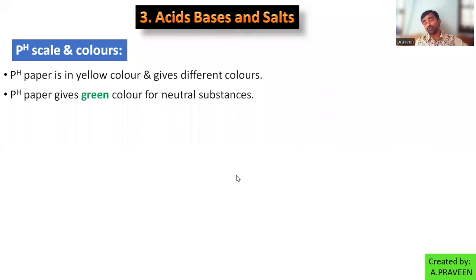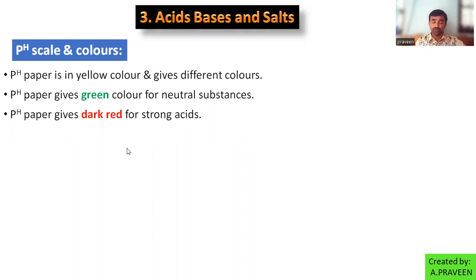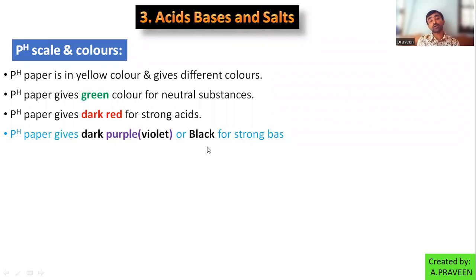The pH paper is found in yellow color, and it gives green color especially for the neutral substances. Yellow paper turns into green color, which gives an idea about neutral substances. If it changes to dark red or somewhat reddish, it is acidic in nature, and dark red is assigned for strong acid. If the pH paper gives dark purple, meaning violet, or dark black, that gives a strong base.